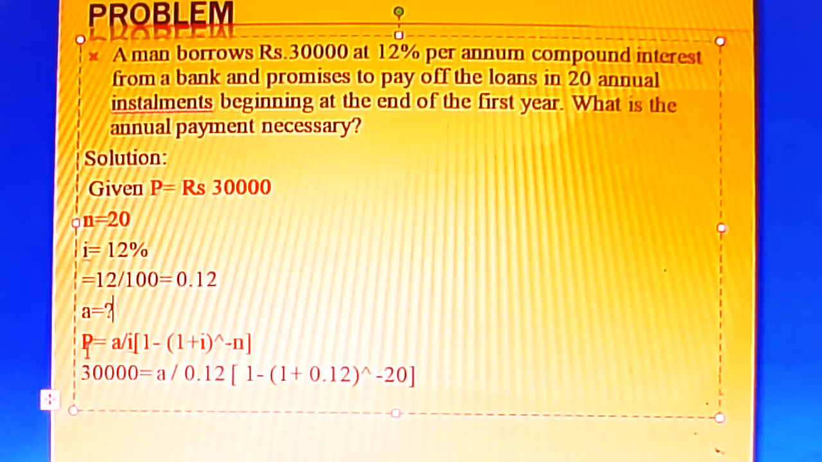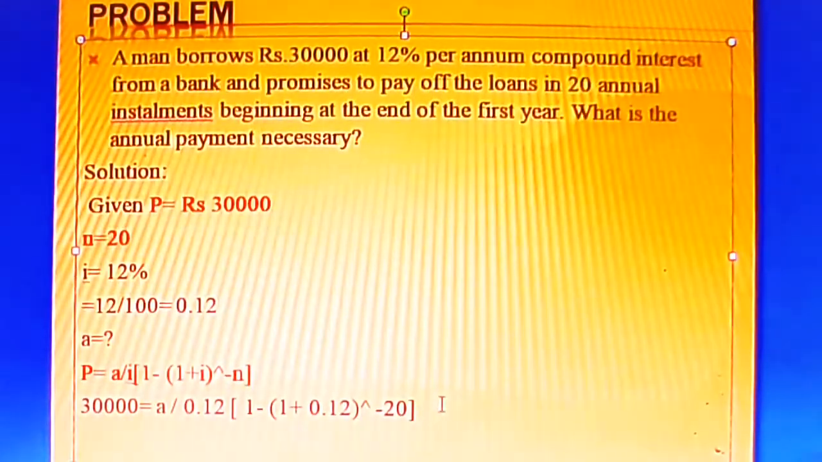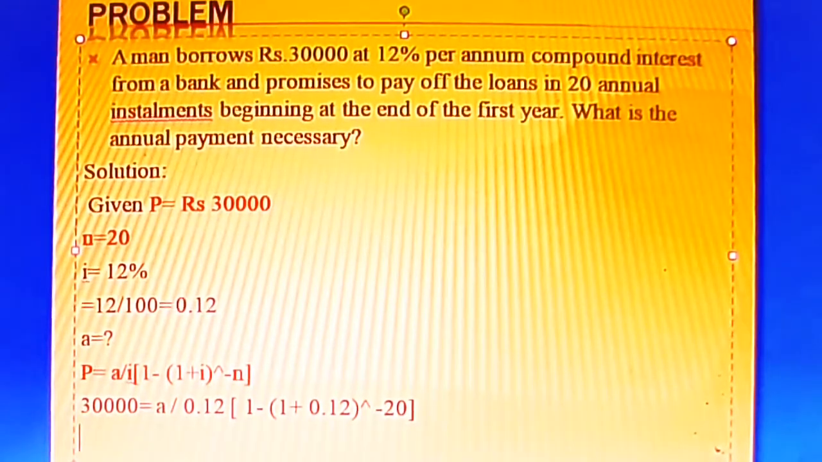Okay, for that we will use the formula P is equal to A by I times 1 minus 1 plus I, the whole raised to the power n, whole raised to the power minus n. Remember this, it's whole raised to the power minus n. Now we are going to substitute the values in the formula.